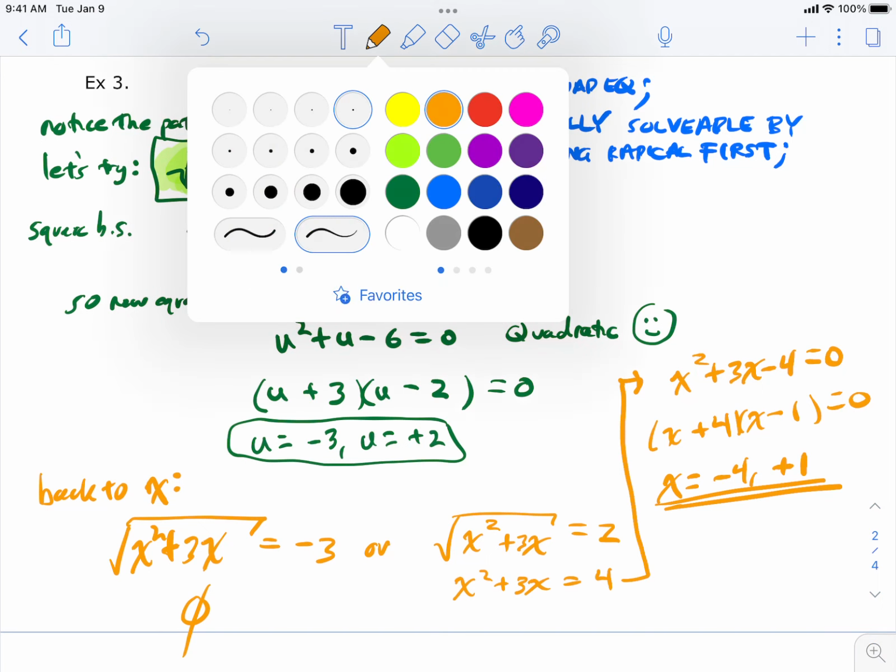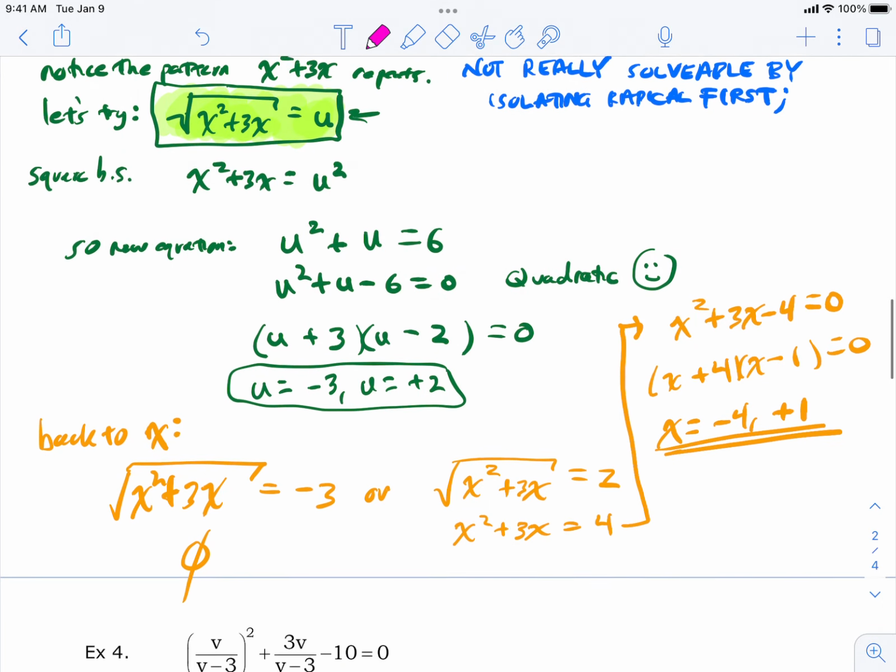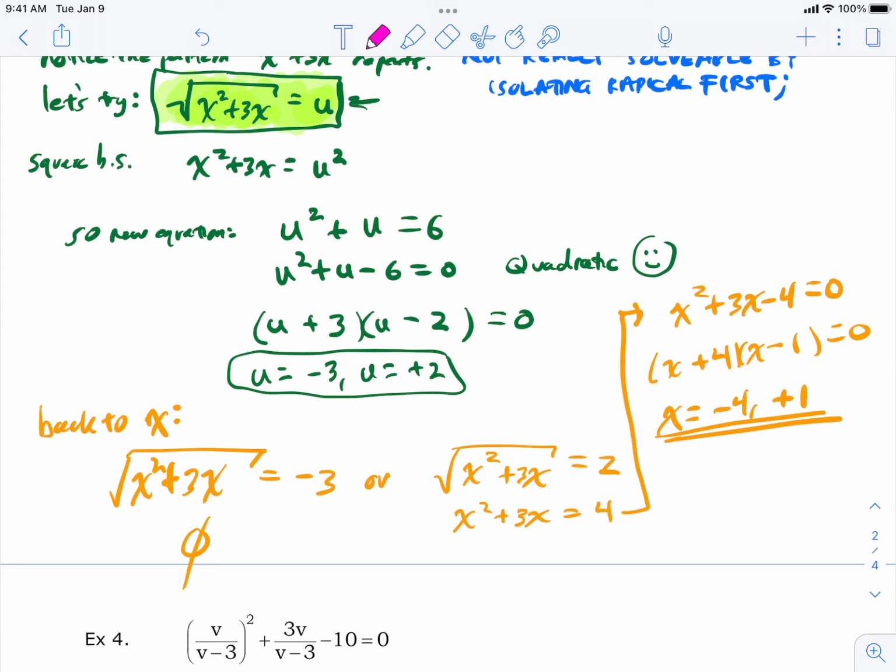Now let's be a little careful. You gotta always have your antenna up when you're playing around with math. That was a radical equation. Check in the original. Whenever you solve radical equations, you have to verify the solutions. Let's try -4.